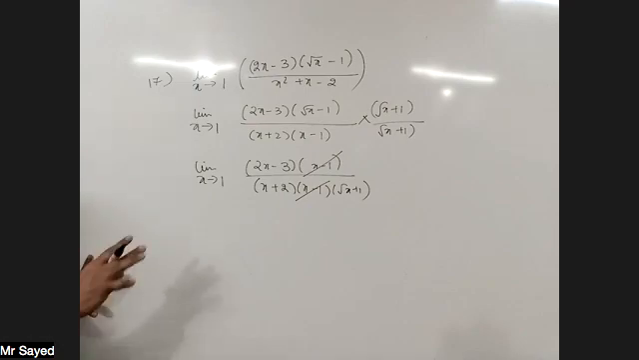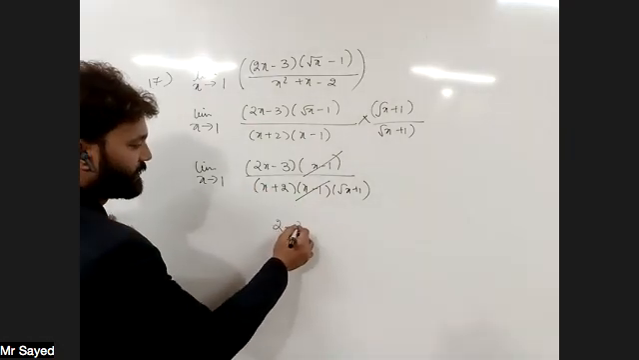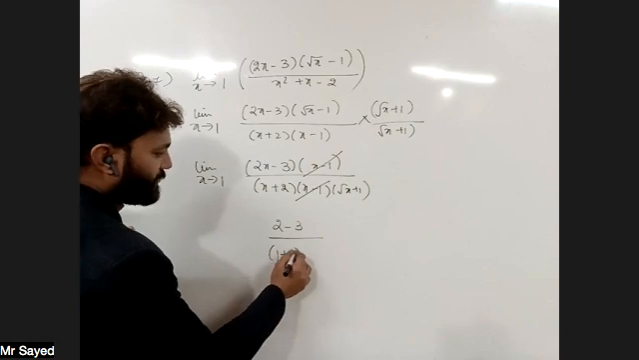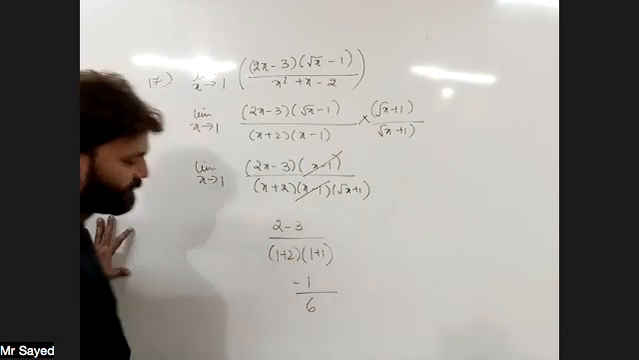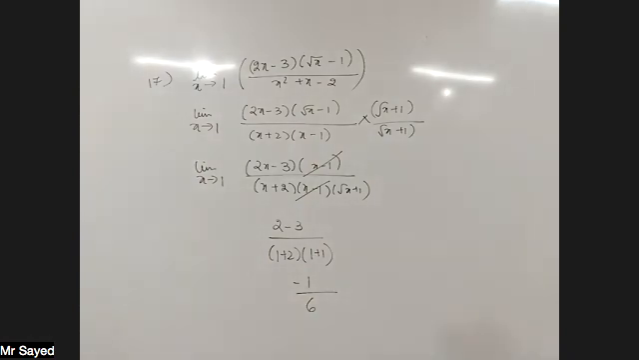Problematic term removed. The form is no longer 0 upon 0. So this will be 2 minus 3, 1 plus 2, 1 plus 1. So minus 1 upon 6. Is it clear now?